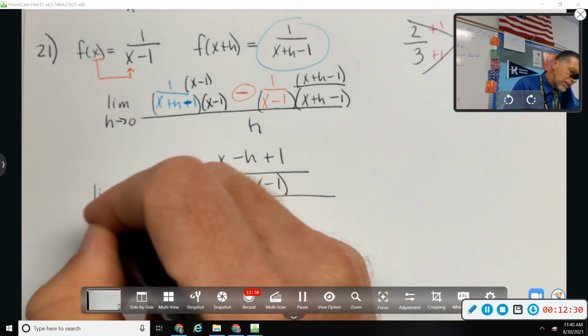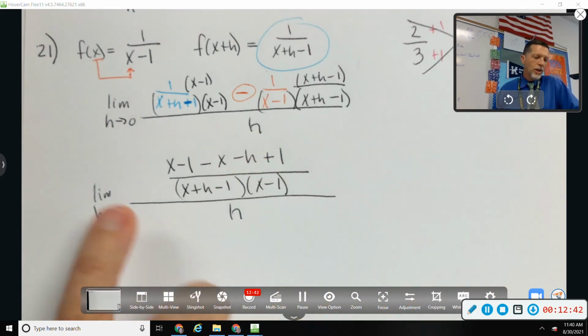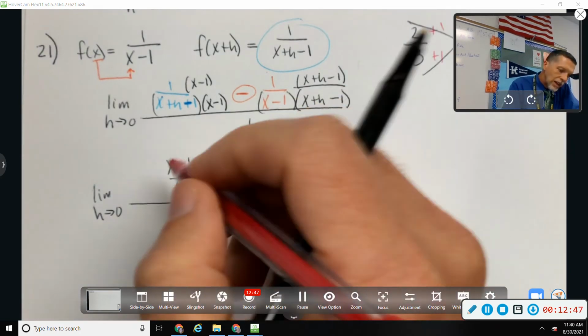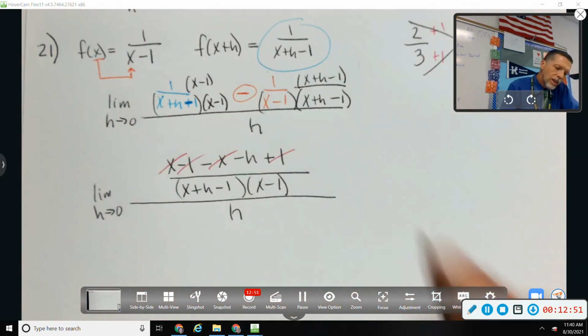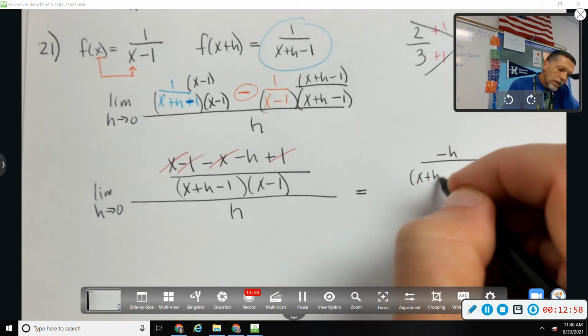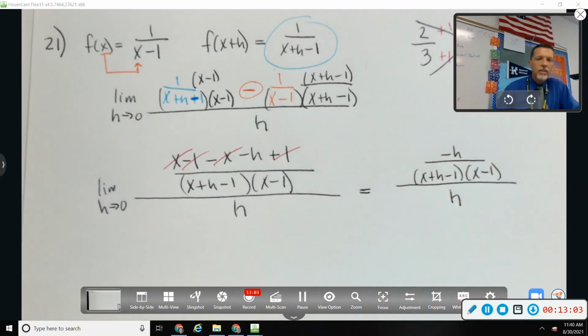And limit as h approaches 0. If you get lazy and leave that off, that's okay, as long as you put it back at the end and don't forget about it. Frequently I leave it off. The trick with that is don't leave it off for good. Let's see. X's go away. 1's go away. Speaking of being lazy and leaving it off, that leaves negative h over x plus h minus 1, x minus 1, all over h.